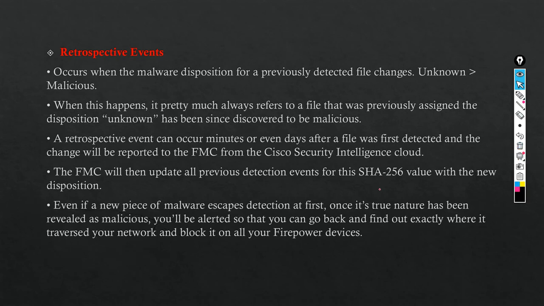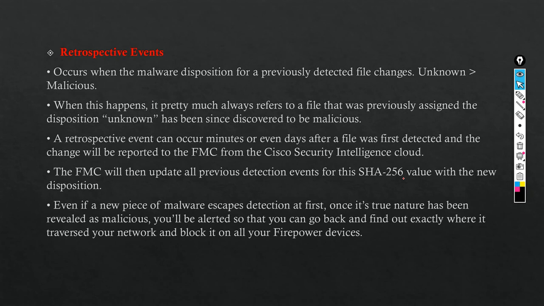Okay. A retrospective event occurs when the malware disposition for a previously detected file changes from unknown to malicious. It pretty much always refers to a file that was previously assigned the disposition unknown and has since been discovered to be malicious. A retrospective event can occur minutes or even days after a file was first detected, and the change will be reported to the FMC from the Cisco Security Intelligence Cloud.